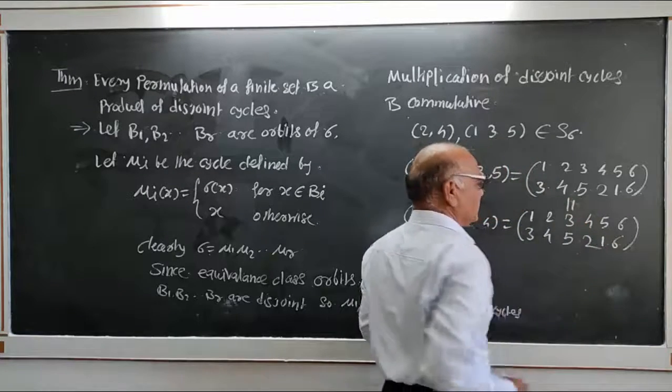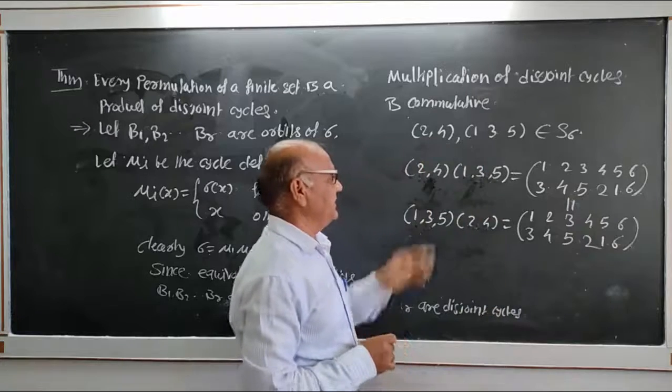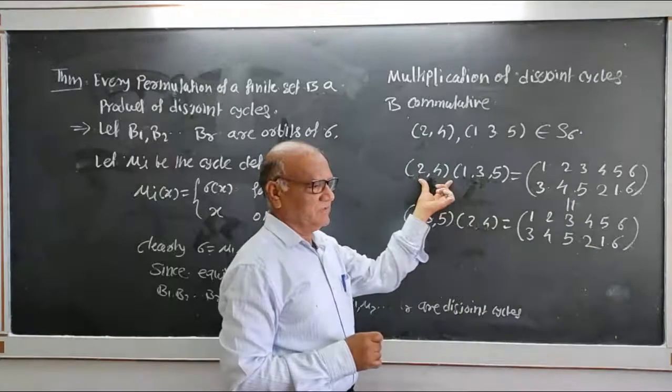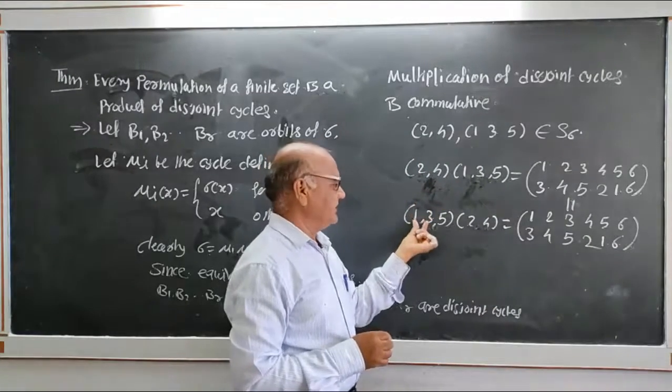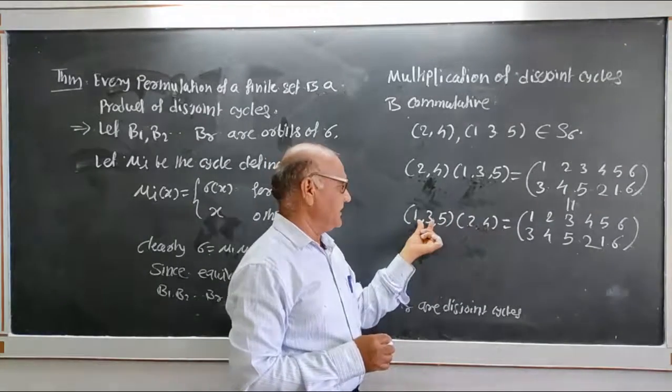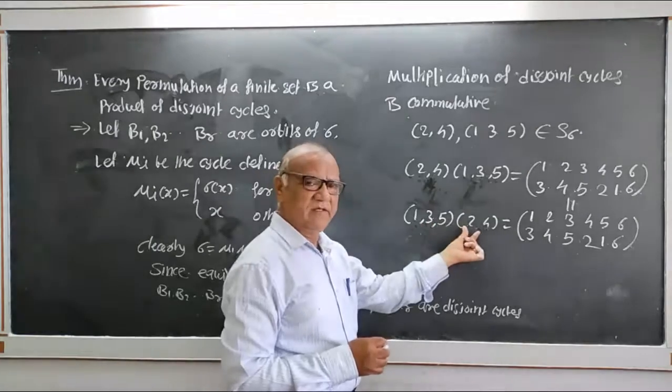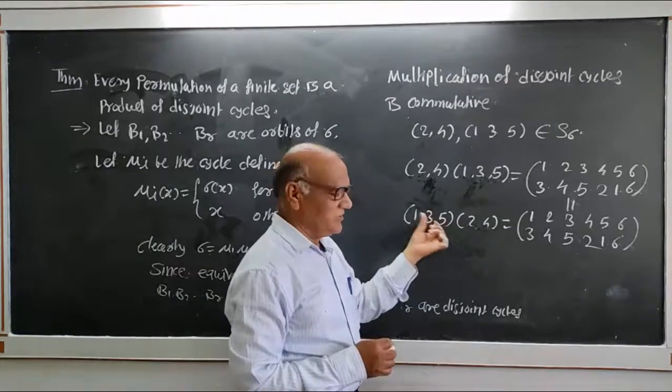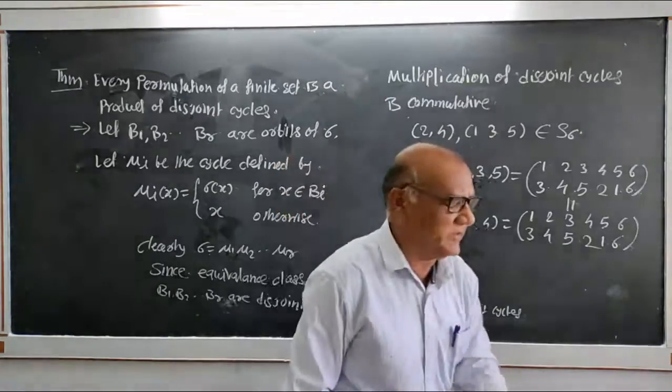This is the same permutation, that means the product of disjoint cycles. Here the cycles are disjoint; there is no common element. So the product of disjoint cycles is commutative.